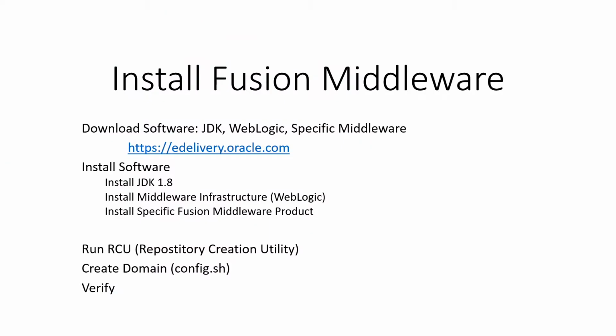Alright, let's take a look at the steps. So we already installed the JDK, installed the WebLogic, and installed the WebCenter content. So the next step, we're gonna run the RCU. What the RCU does is create the users and schemas in the database. And after that, we can run the config.sh to create the domain. After we create the domain, we're gonna start that and we're gonna verify.